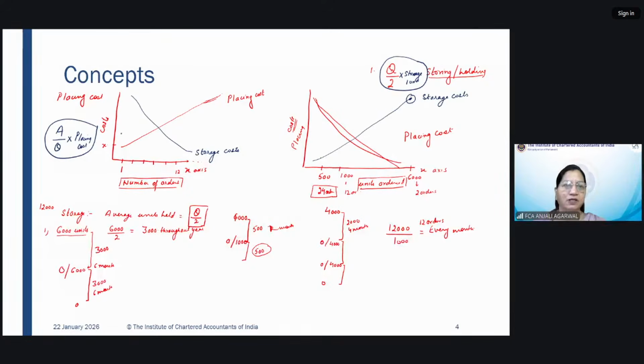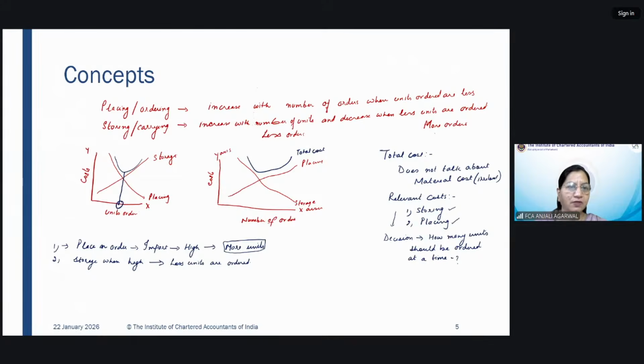But our relevant costs are both storage plus placing. So we have to see where the total of storage plus placing is least, and the point at which they match, where they cut each other, will be the point where your placing and storage cost will be minimum. So at economic order quantity, the total placing cost is always equal to the total storage cost. That is the right answer where we place an order.